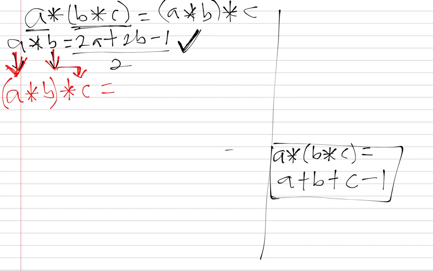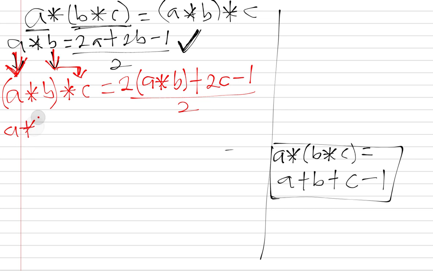Are you seeing that? So this will now be what? 2. Instead of writing A now, I'll write what? A star B plus 2. Instead of writing B now, what will I write now? I'll write C, then minus 1 all over what? All over 2. Are you seeing that now? So this will now become what? Our A star B. So I don't even need to write all those ones again.